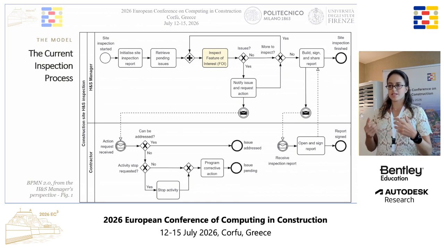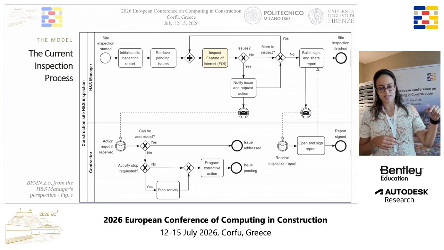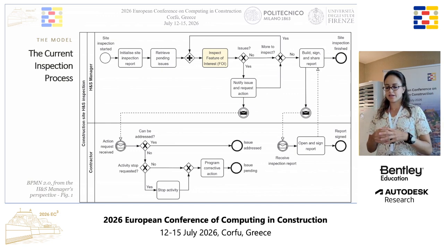If a non-compliance is identified, the contractor is notified and corrective actions are requested. Some issues can be corrected immediately, while others remain pending and will be verified during a future inspection. Critical non-compliance may also require stopping the activity until the unsafe condition has been removed. Finally, the inspection report is completed, signed, and archived. The BPMN diagram makes this entire workflow explicit and clear.